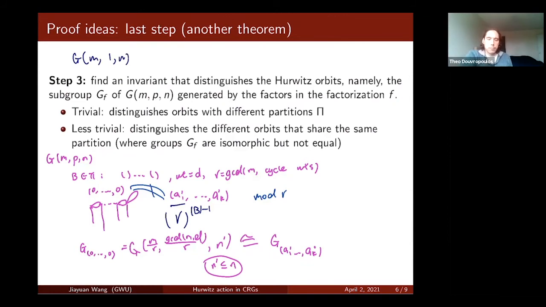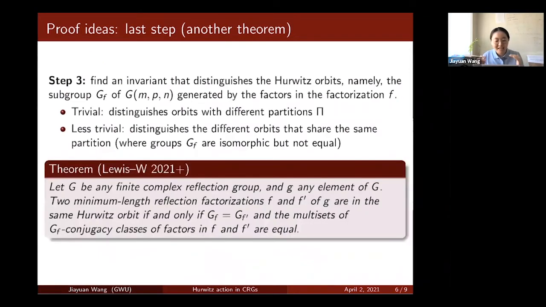So this wraps up our proof. And the last step also leads us to another theorem, which states that for any finite complex reflection group and the two minimum length factorizations of the same element, they generate the same orbit if and only if they generate the same group and they have the same conjugacy classes of factors.